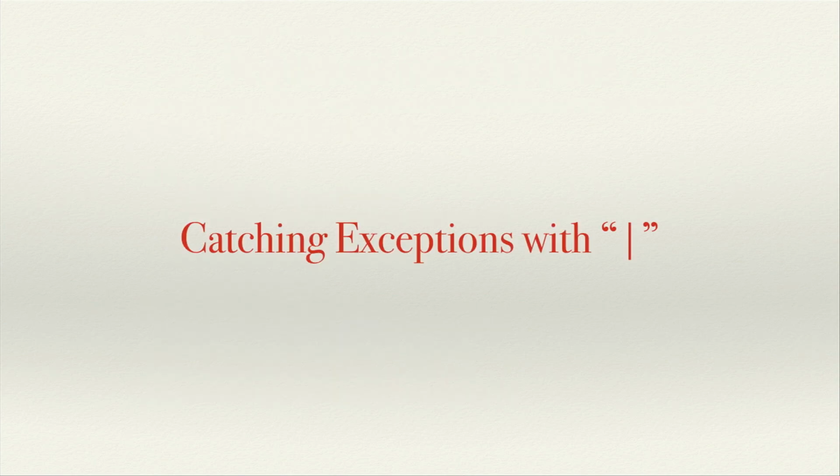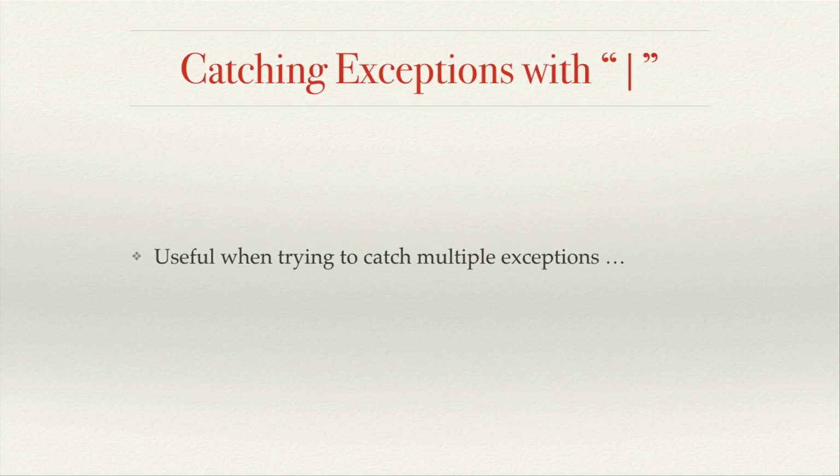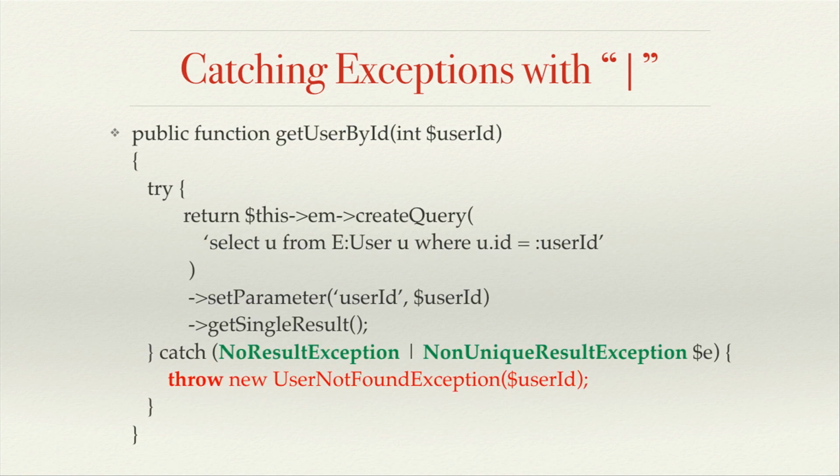So now I can catch exceptions with pipes. This is useful when you're trying to catch multiple types of exceptions that don't have a common ancestor. This is an example of using a pipe. In this catch block, I will catch either a no result exception or a non-unique exception. Now, because each one of these exceptions actually does have a common ancestor, it's more efficient to just catch the common ancestor, but this is an example, right? If these were two completely different exceptions, then I could catch them both with a single statement.